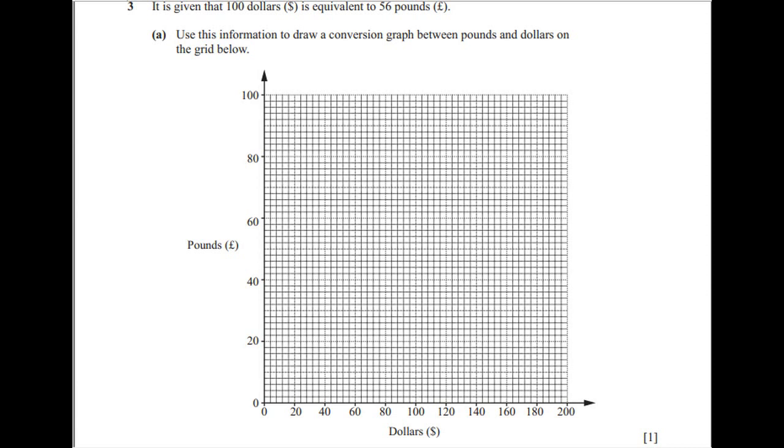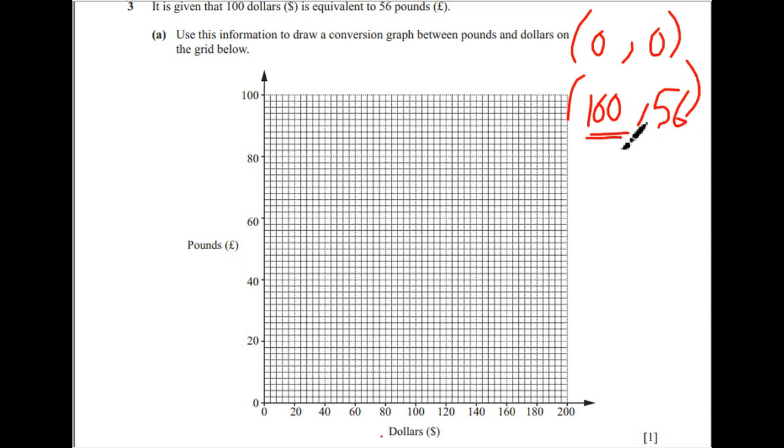Question 3. It is given that $100 is equivalent to 56 pounds. Use this information to draw a conversion graph between pounds and dollars on the grid below. So we know $0 will give us 0 pounds, and we also know that $100 will give us 56 pounds. I've written 100 first because the x-axis shows dollars.